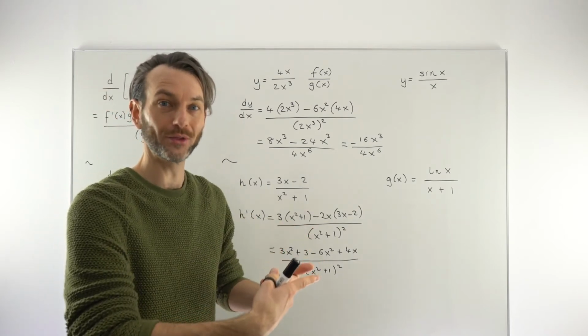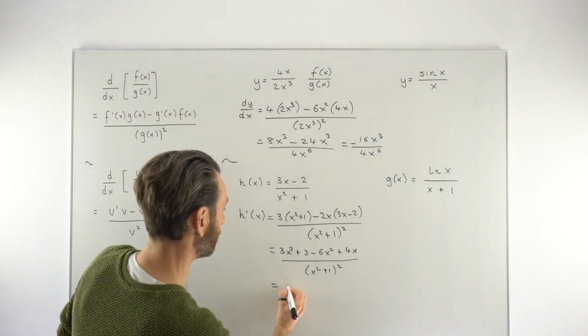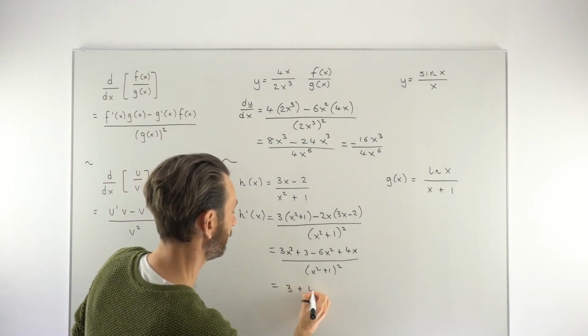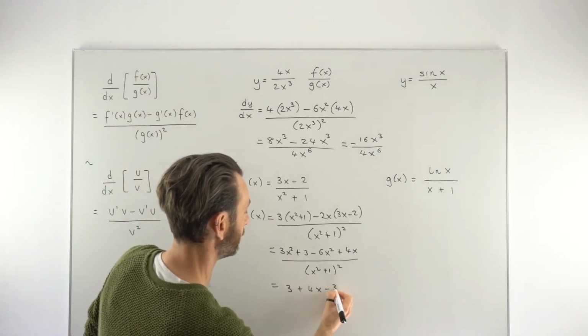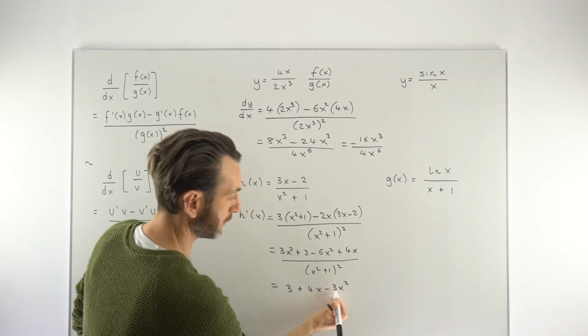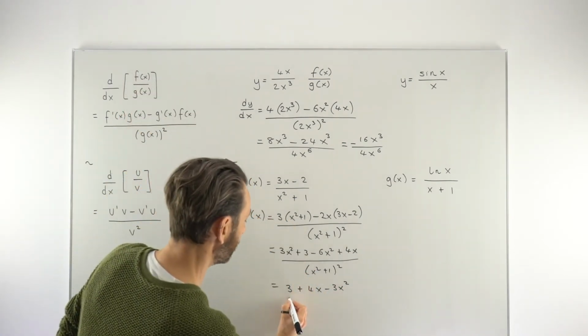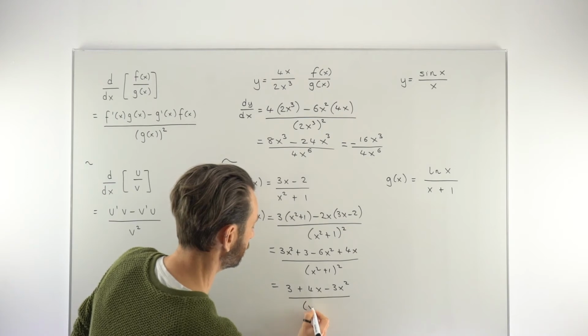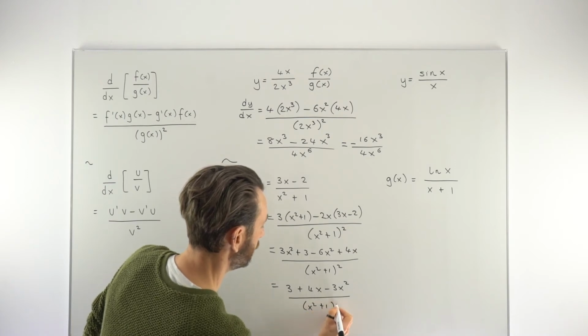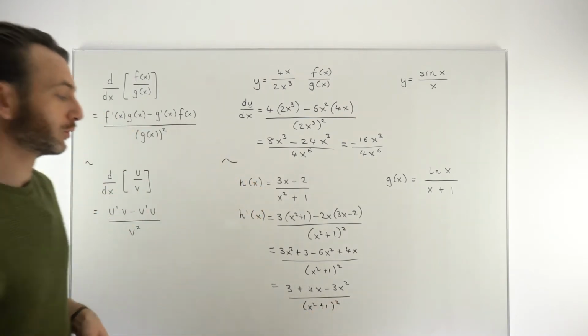Normally we would put the highest power first, but I'm going to write it as 3 plus 4x minus 3x squared, just because that came out to be a negative. We don't like negatives on the left-hand side. And then all of that divided by the denominator, x squared plus 1 all squared. And that's all we can really do with that one.